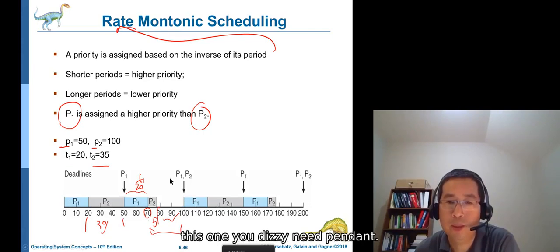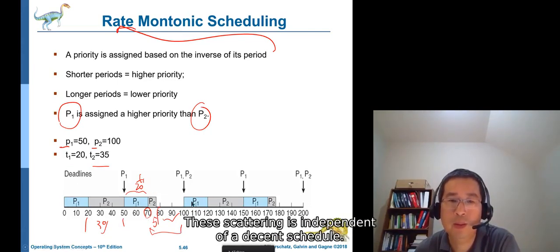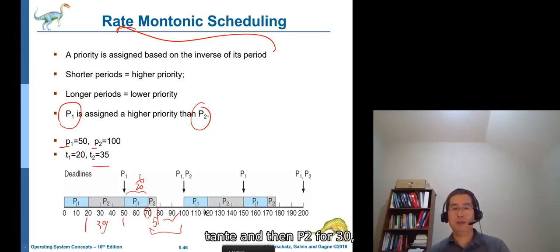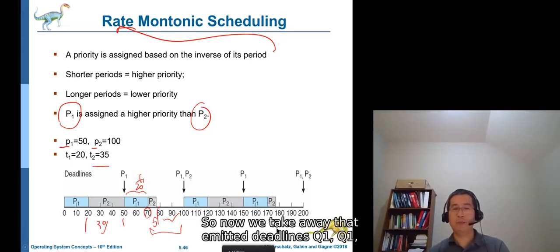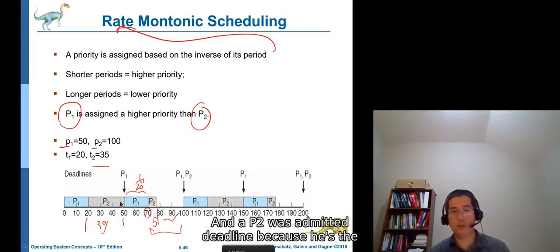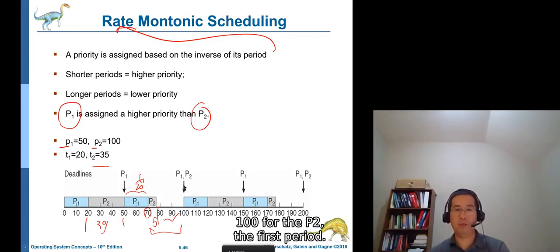You can find it the same, because this scheduling is independent of the previous schedule. So that means you have P1 for 20, and then P2 for 30, and then P1 for 20, P2 for 5 again. So now we check whether they meet deadlines. P1, no problem, it is always scheduled first for its period. And P2 also meets the deadline, because this is 100 for the first period of P2. And this one also meets, of course, by repeating.